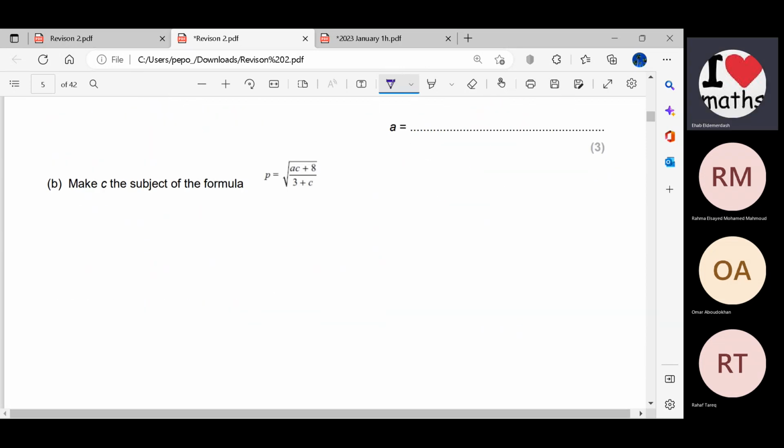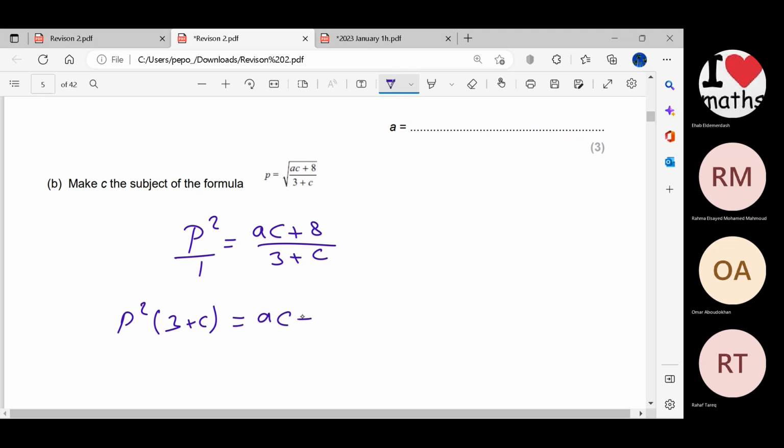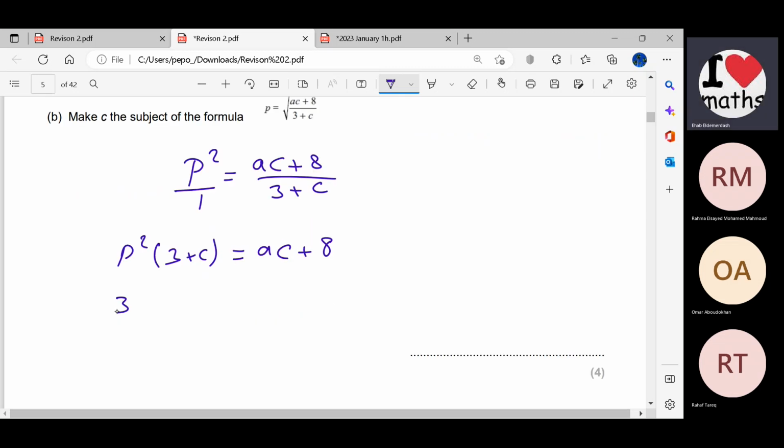Here is how to make p the subject. Squaring first, so b squared is equal to (ac + 8) over (3 + c), right? Then I can go for cross multiplication: ac + 8. Then it will be 3b squared + b squared c equals ac + 8.